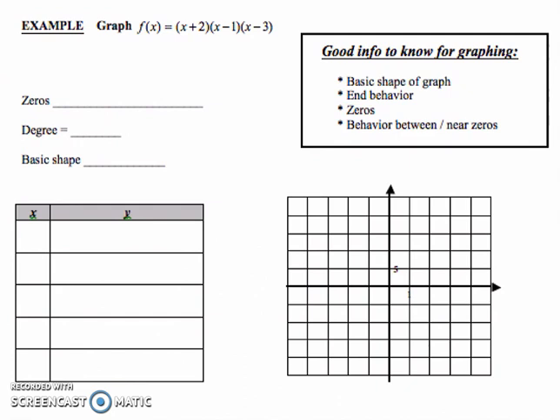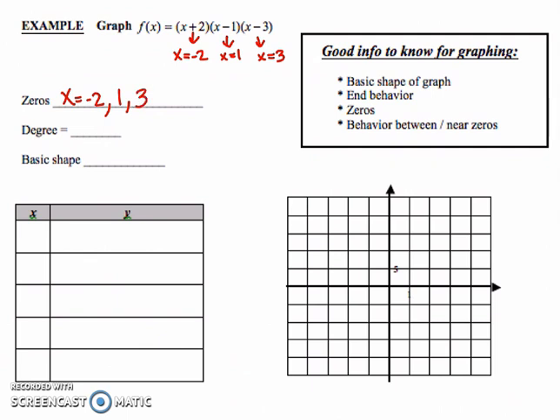We've got this nice box here on the right-hand side that says good info to know for graphing: the basic shape of the graph, the end behavior of the graph, the zeros of the graph, and the behavior between and near the zeros. So we're going to explore this function a little bit before we attempt to graph it. Since it's written in factored form, it's really easy for us to see our zeros. This one gives us a zero of negative 2, this one gives us a zero of positive 1, and this one gives us a zero of positive 3. So we have x equals negative 2, positive 1, and positive 3.